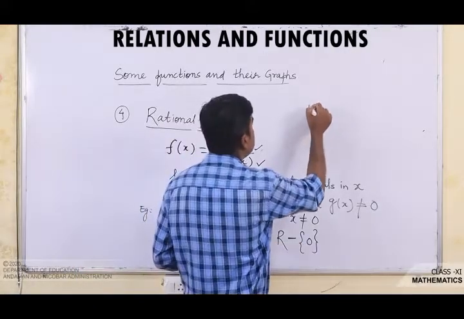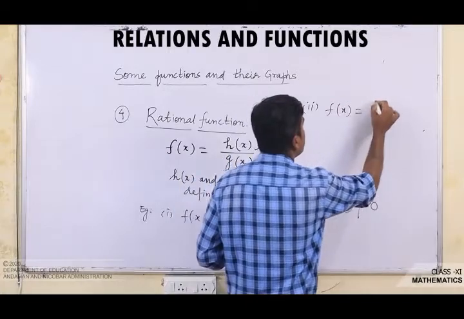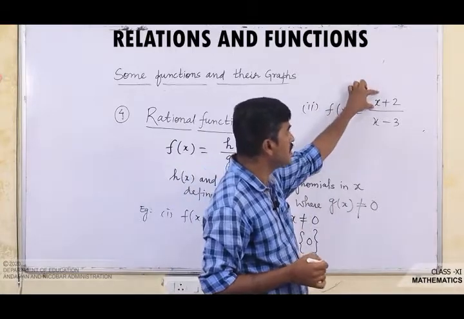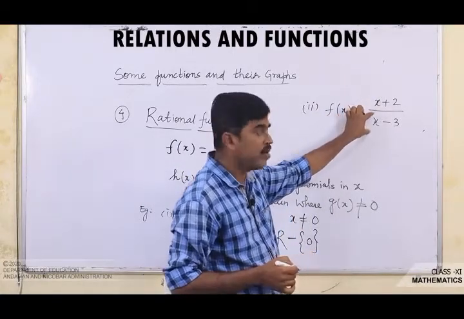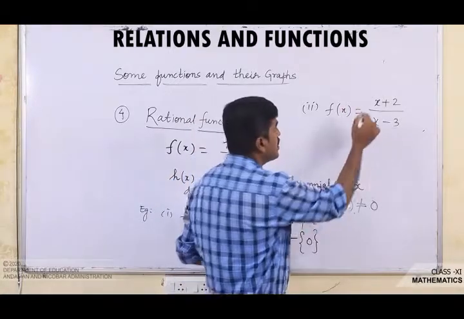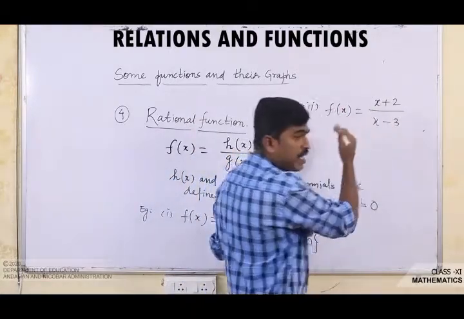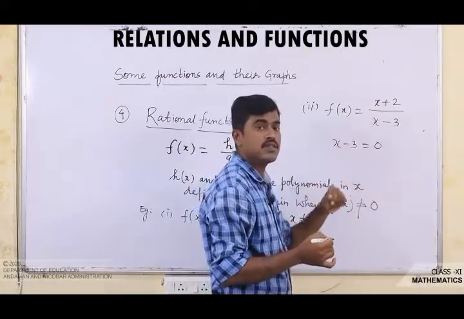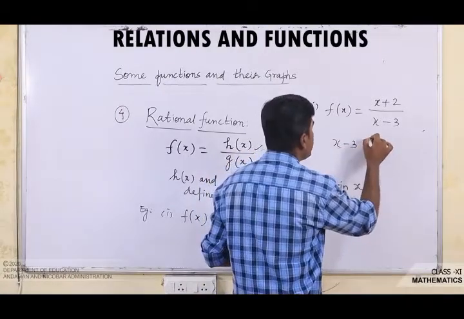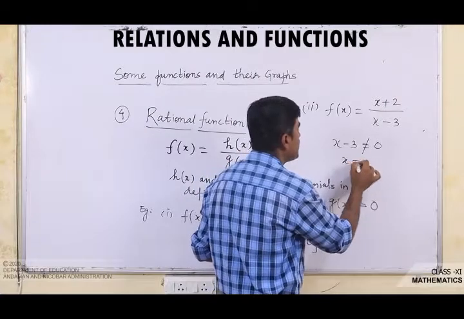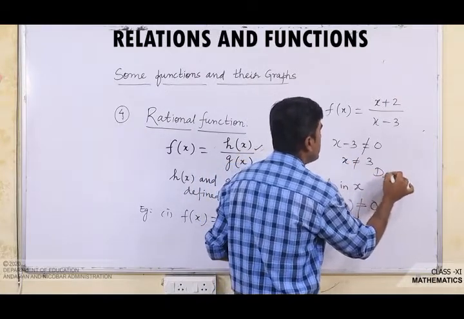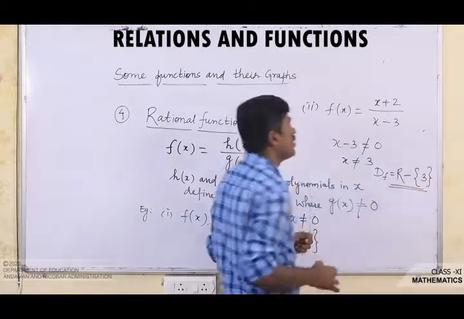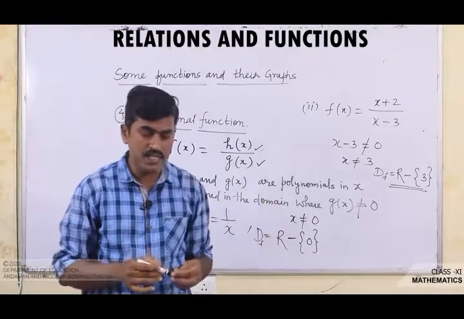Now let's take example number 2. f of x is equal to x plus 2 divided by x minus 3. It is again a rational function because here the numerator is x plus 2, which is a polynomial, and x minus 3 is also a polynomial. So what is the domain of this function? Here this function is defined for every real number except when x minus 3 is equal to 0. That means x minus 3 should not be equal to 0, so x is not equal to 3. The domain of this function is the set of real numbers minus the set containing the element 3. Okay. This is how we have to find the domain of rational functions.